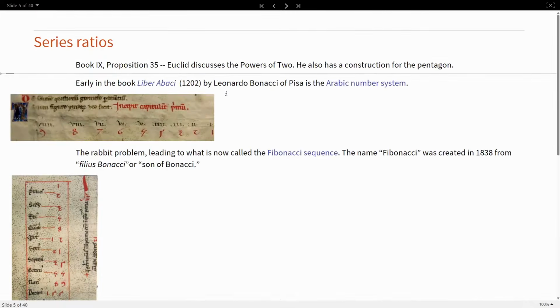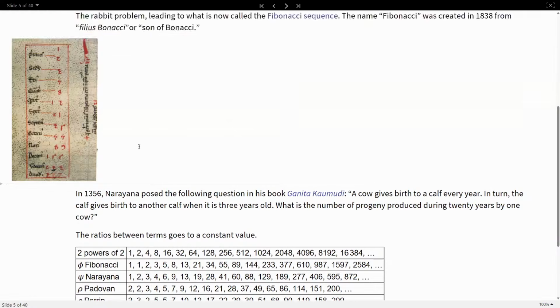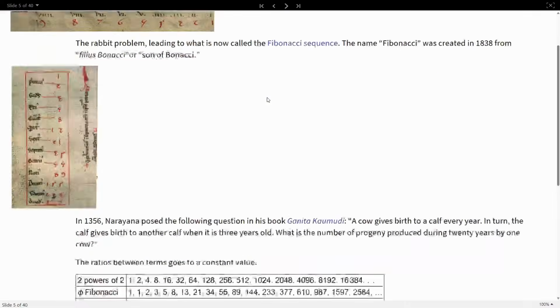And he did that in, what, 1202. About a century later, the mathematician Narayana posed a similar question about cows, where they skipped 1 year, and that became known as the cow sequence, whereas the Fibonacci sequence was thought of as the rabbit sequence, because he talked about it as a problem related to rabbits.